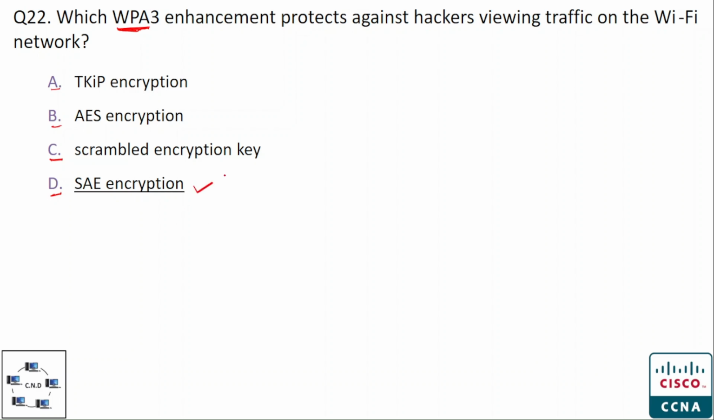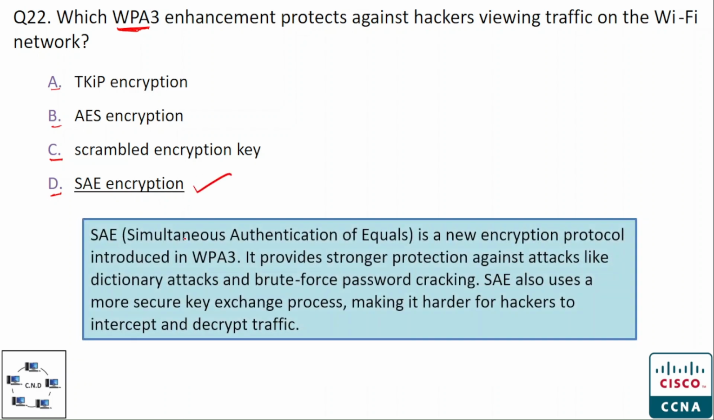option D, SAE encryption. SAE, simultaneous authentication of equals, is a new encryption protocol introduced in WPA3. It provides stronger protection against attacks like dictionary attacks and brute force password cracking. SAE also uses a more secure key exchange process, making it harder for hackers to intercept and decrypt traffic.